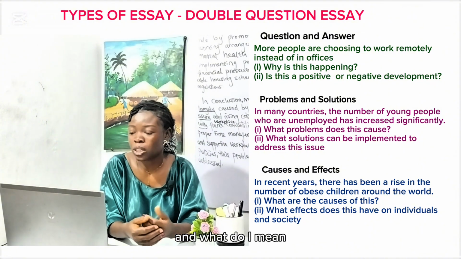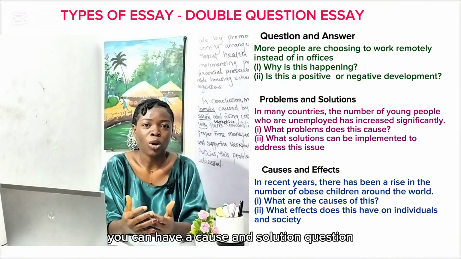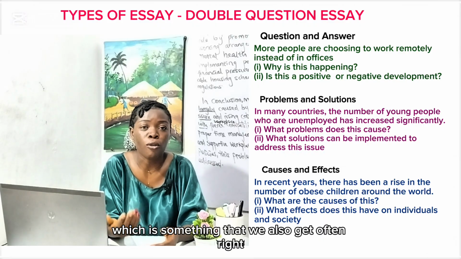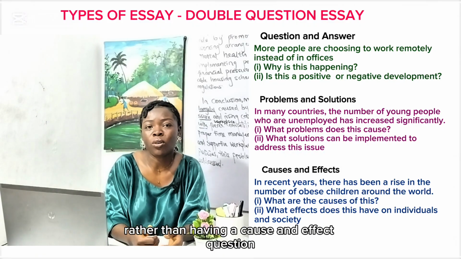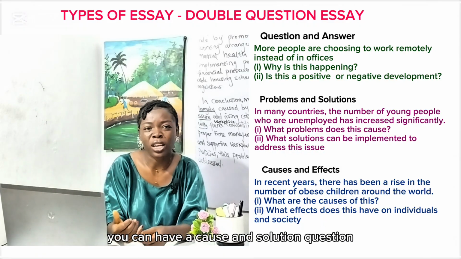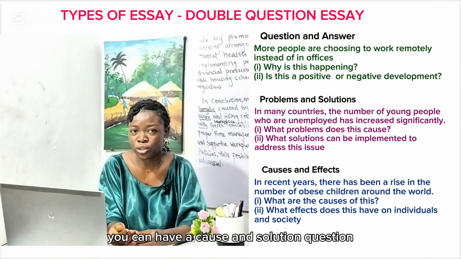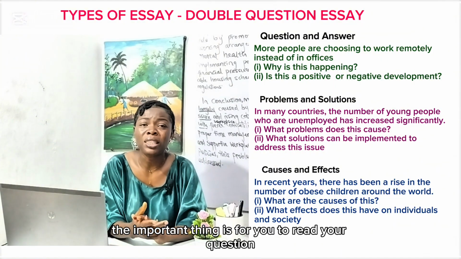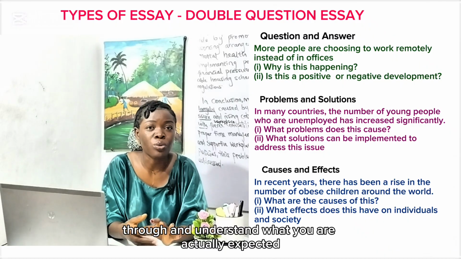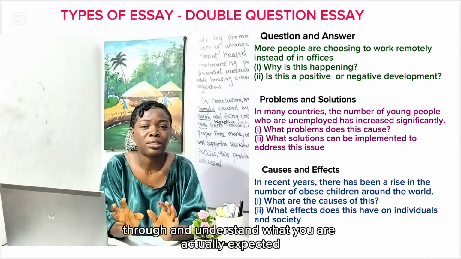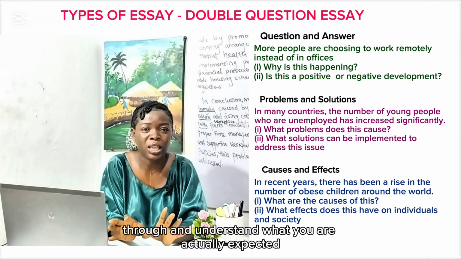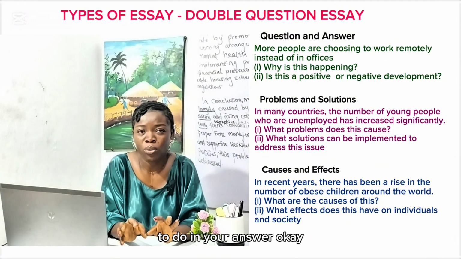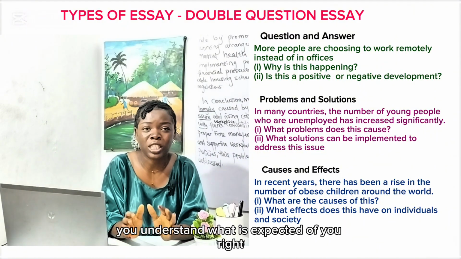And what do I mean? You can have a cause and solution question, which is something that we also get often, right? So rather than having a cause and effect question, you can have a cause and solution question, right? I hope we get that. So the important thing is for you to read your question through and understand what you are actually expected to do in your answer. Okay, so you read your question, you understand what is expected of you, right?